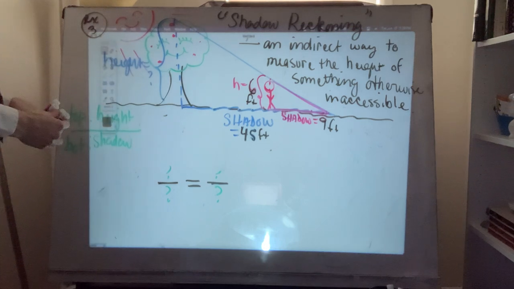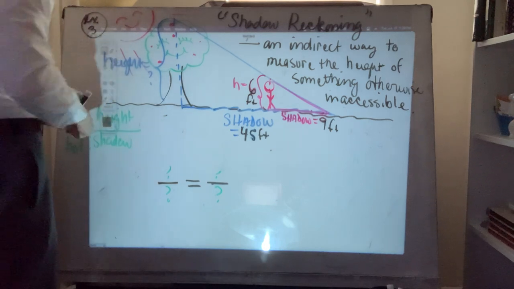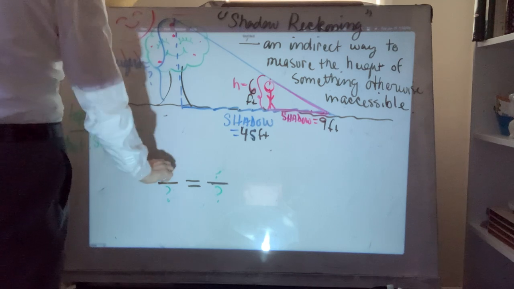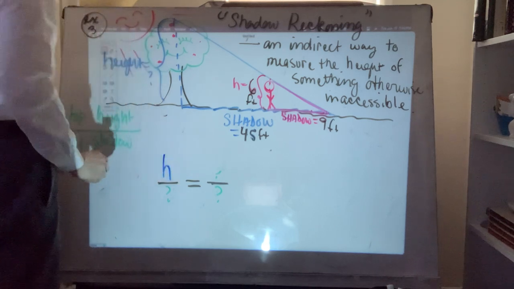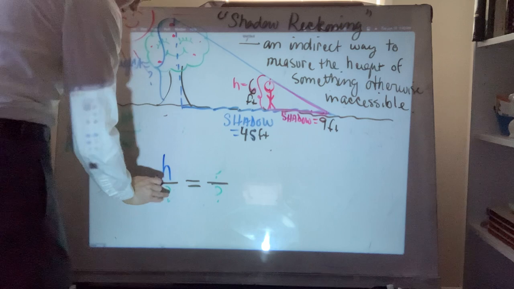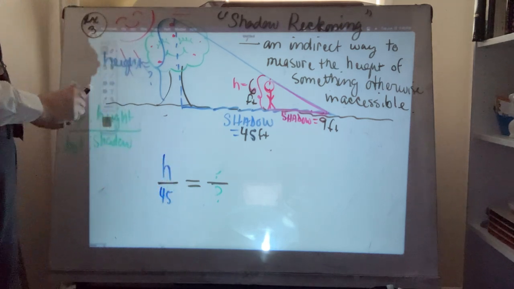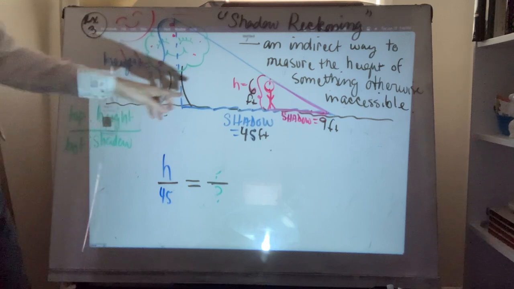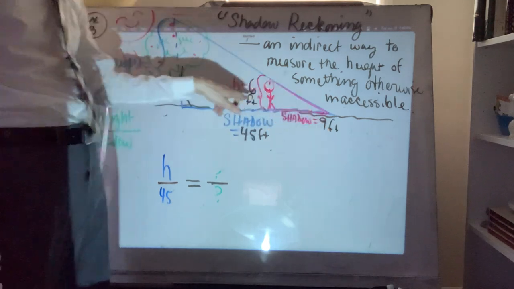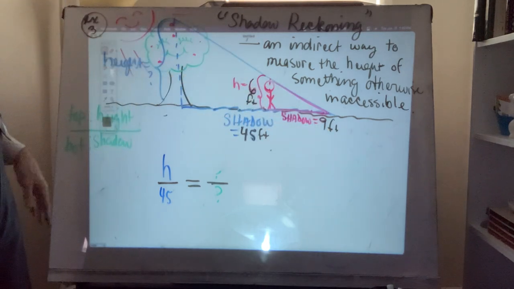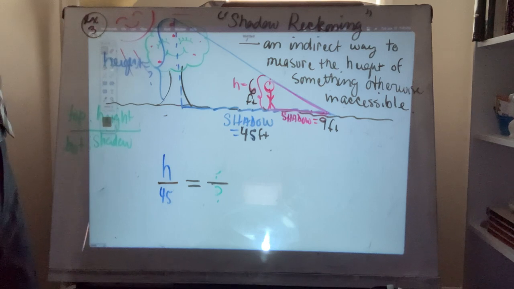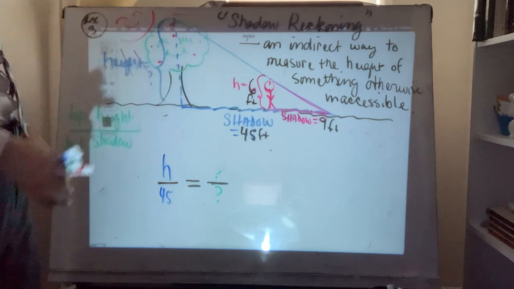the height of the tree is unknown, so I'm just going to put the letter H here for height. But its shadow length is 45, so I'm going to put that down here, 45. If you want to put the units in, you can, but as long as they're all the same unit, feet, you don't really have to worry. Just remember to make the answer the appropriate consistent unit.